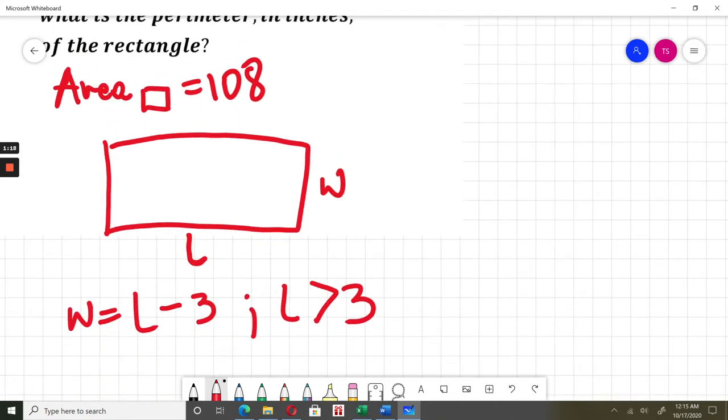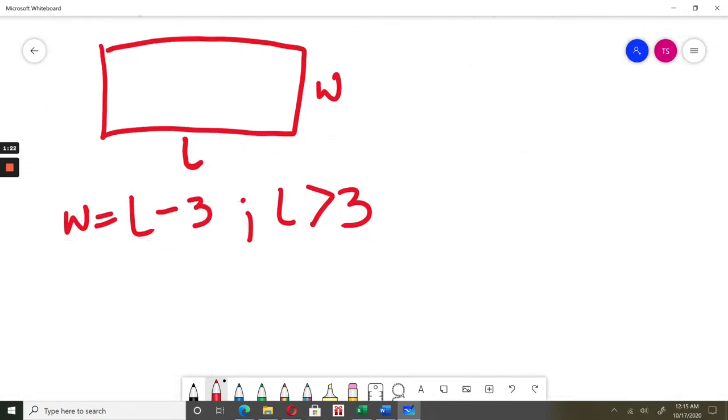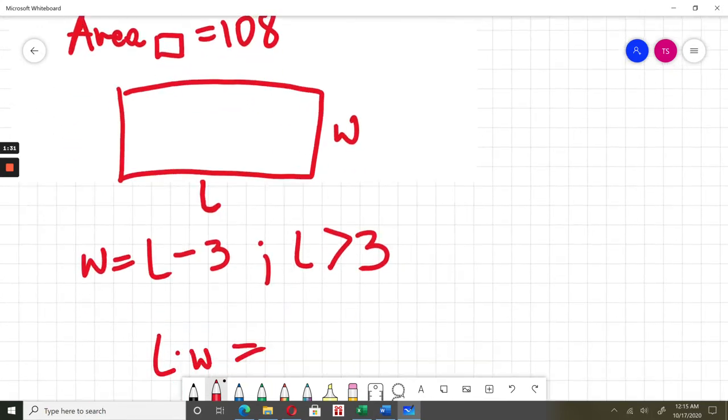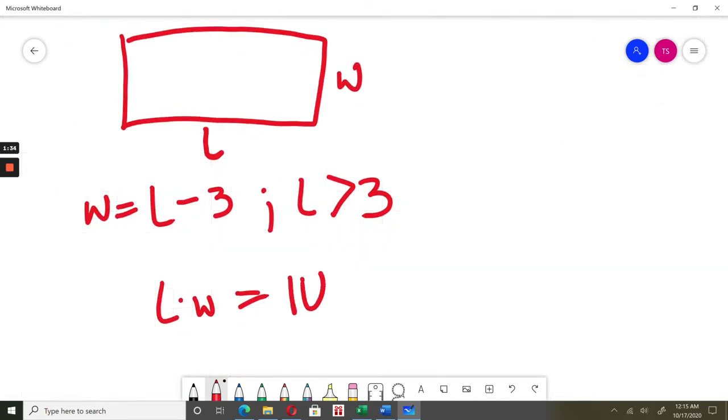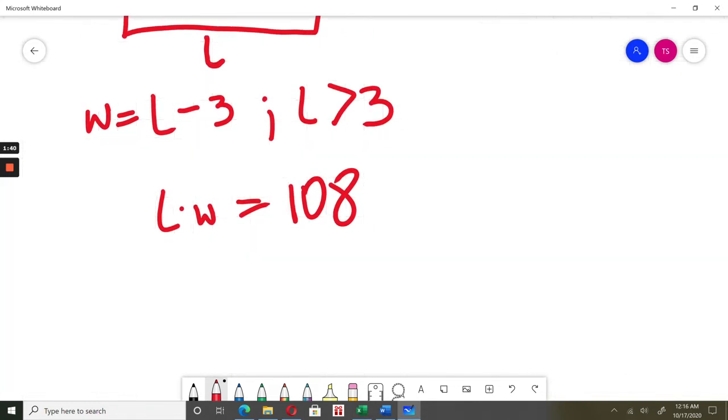Okay, now I know area of a rectangle is 108 and area of a rectangle is just length times width. So length times width will be equal to 108. Now I know W, width, is L minus 3, so I'll just substitute this. So length times width, L times (L minus 3), is equal to 108.